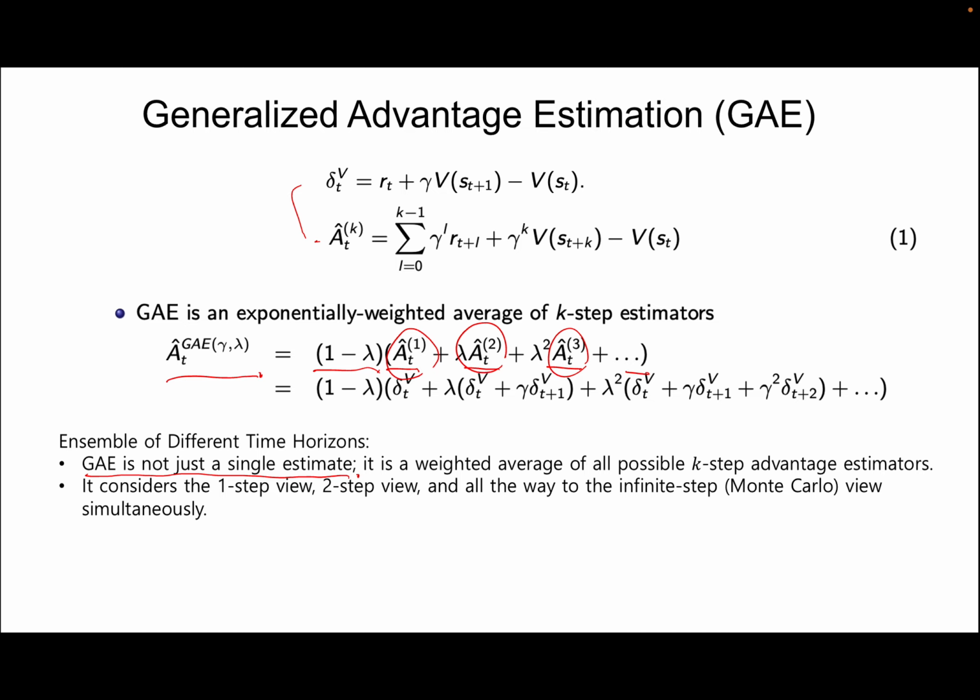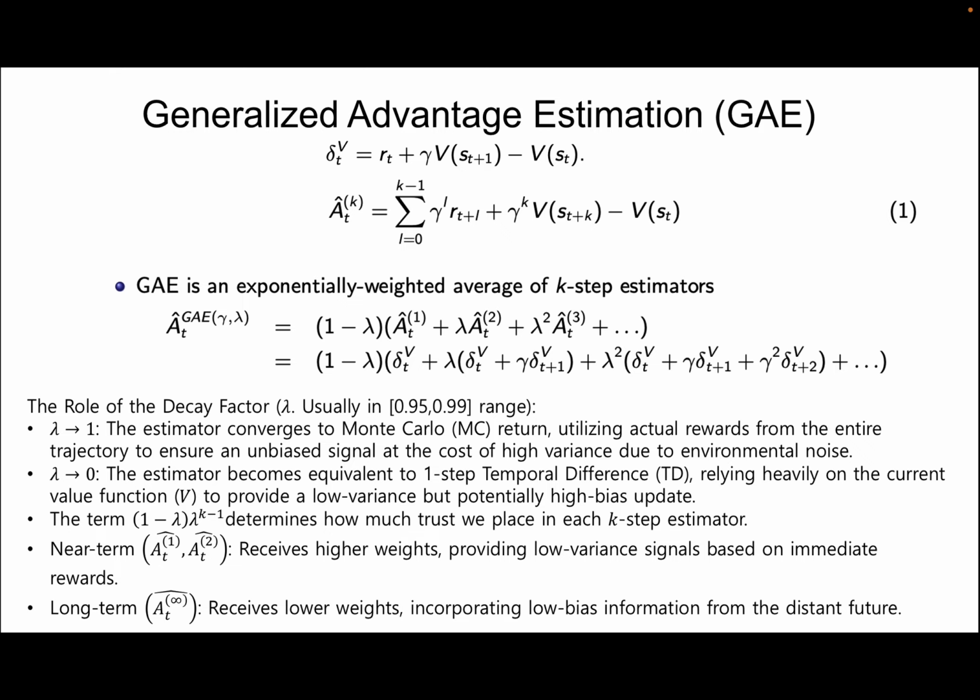And this is the mathematical definition of GAE, and let's see what it exactly means. Here we have lambda, right? It's called the decay factor, usually in the range of 0.95 to 0.99, a similar value to gamma, the discount factor. If lambda is very close to 1, what does this mean? The estimator converges to the Monte Carlo return, utilizing actual returns from the entire trajectory to ensure an unbiased signal at the cost of high variance due to environmental noise.